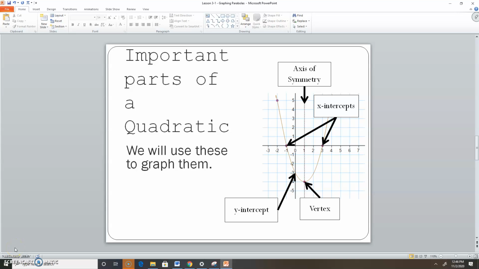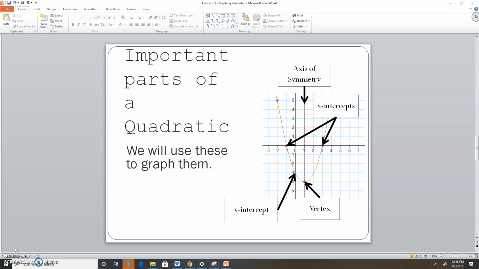Okay, so we're going to go through how to find each of these individual parts. Essentially, I will give you an equation. You will find the vertex and plot that point. You will find your axis of symmetry and plot that line. You will find your y-intercept and plot that point. You will find your x-intercepts and plot those points. And we will use those points to help us create our graph.